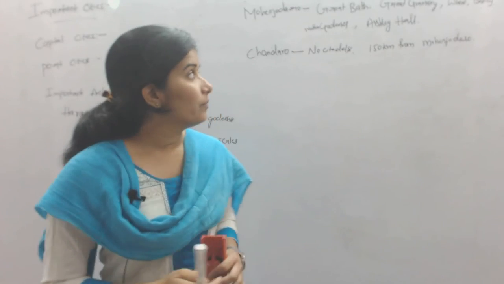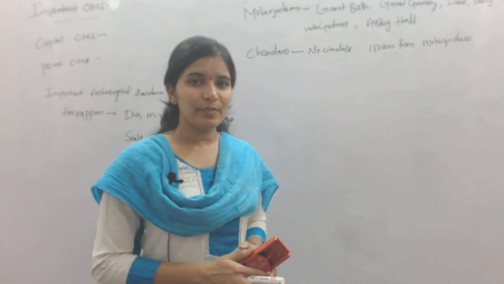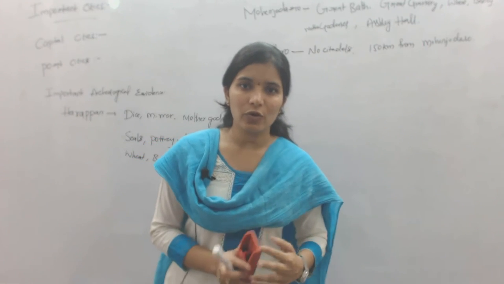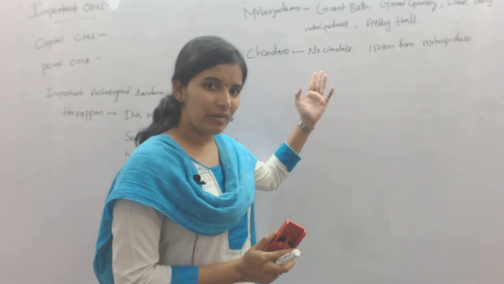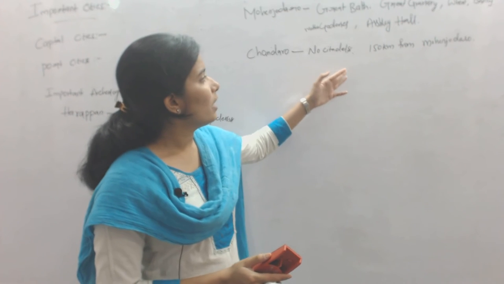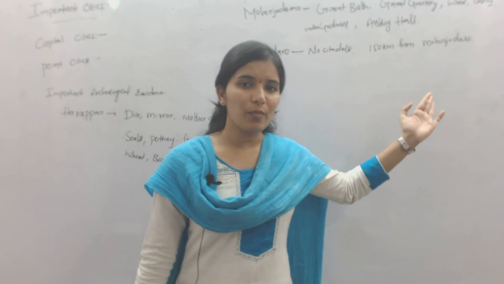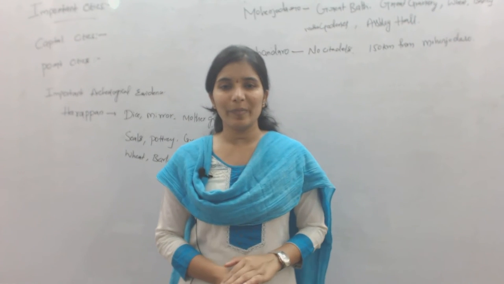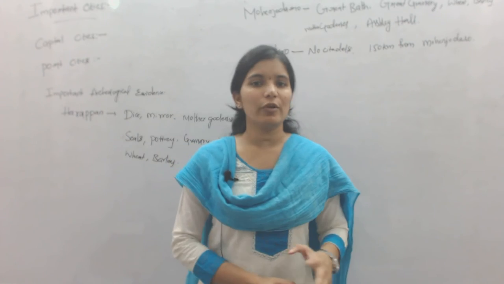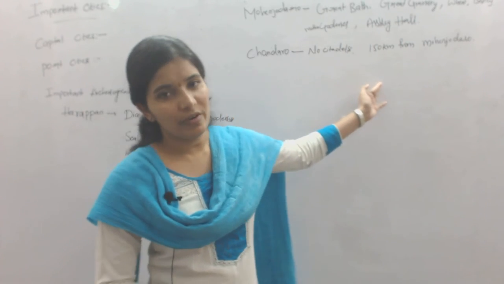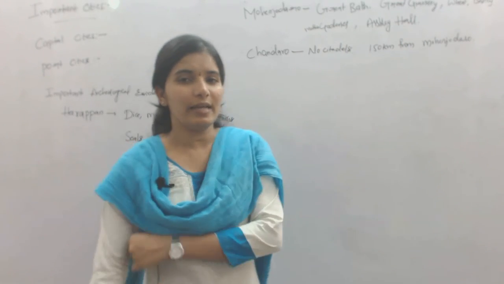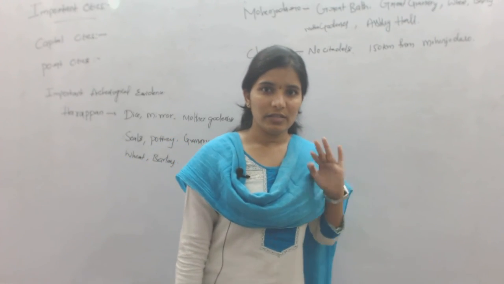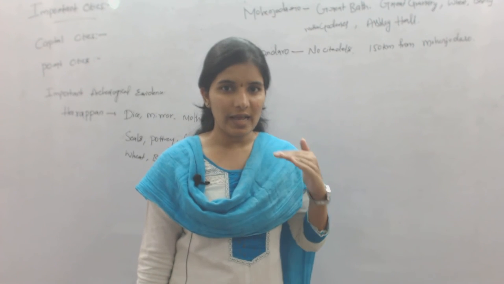In Chanhudaro, there are no citadels. Citadels means an upper layer and a lower layer. It shows that there is a caste-based or class-based division among the civilized people. It is 150 kilometers from Mohenjo-daro, whereas Harappa is 500 kilometers from Mohenjo-daro, and here it is only 150 kilometers. Still, there are no citadels in that area. Why are citadels important? Because citadels show us caste or class.